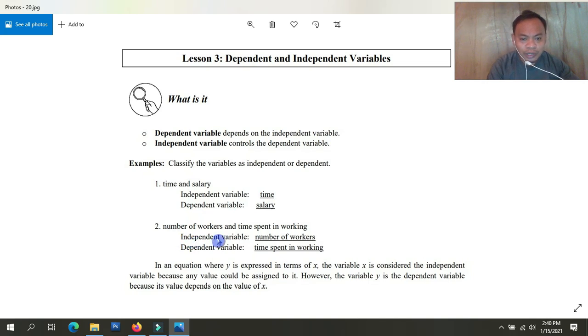Okay. Number of workers and time spent in working. Independent is number of workers. Dependent is time spent in working. Bakit? Kasi, kung isa lang yung magtatrabaho, for sure, yung time spent in working is mas matagal, di ba? If marami yung workers, then mas madali yung trabaho. Okay. In an equation where y is expressed in terms of x, the variable x is considered the independent variable because any value could be assigned to it. However, the variable y is the dependent variable because its value depends on the value of x. So, x is our independent variable and y is our dependent variable.